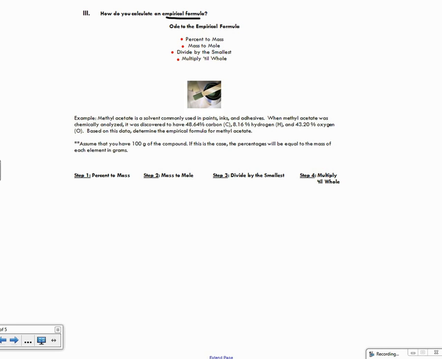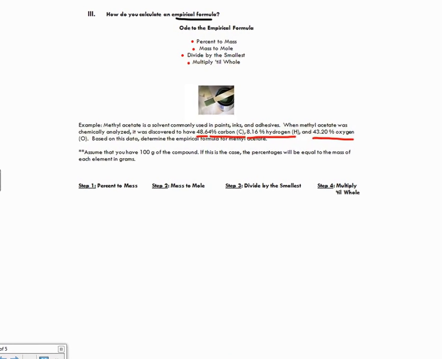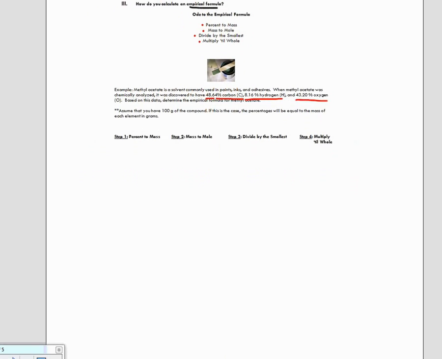Here's your example. Methyl acetate is a solvent commonly used in paints, inks, and adhesives. When methyl acetate was chemically analyzed, it was discovered to have 48.64% carbon, 8.16% hydrogen, 43.20% oxygen. Based on this data, find the empirical formula for methyl acetate. So what I'm going to do is walk you through all 4 steps of this poem.